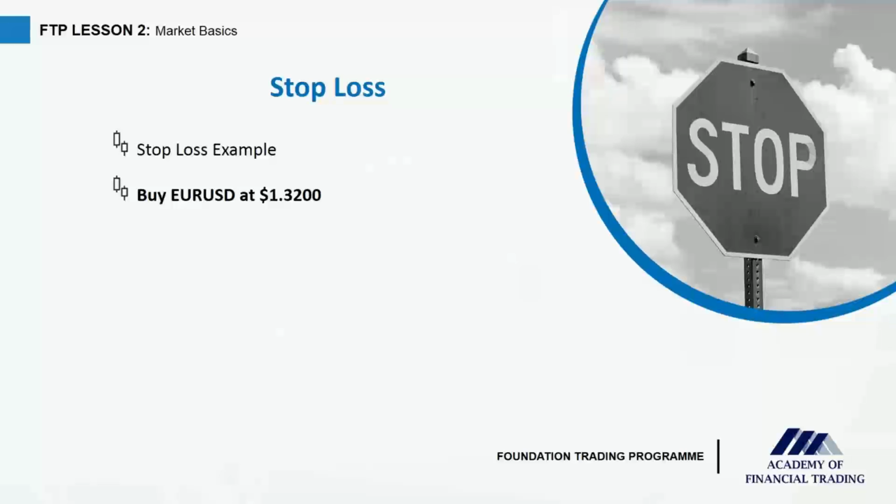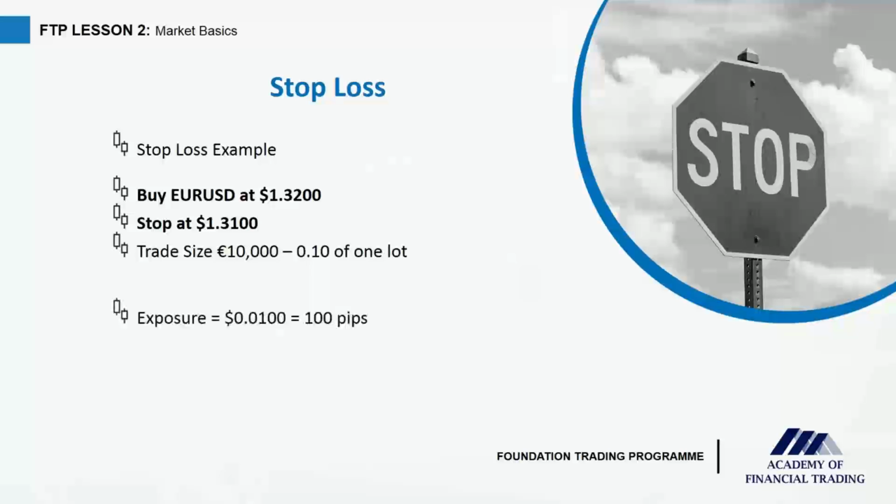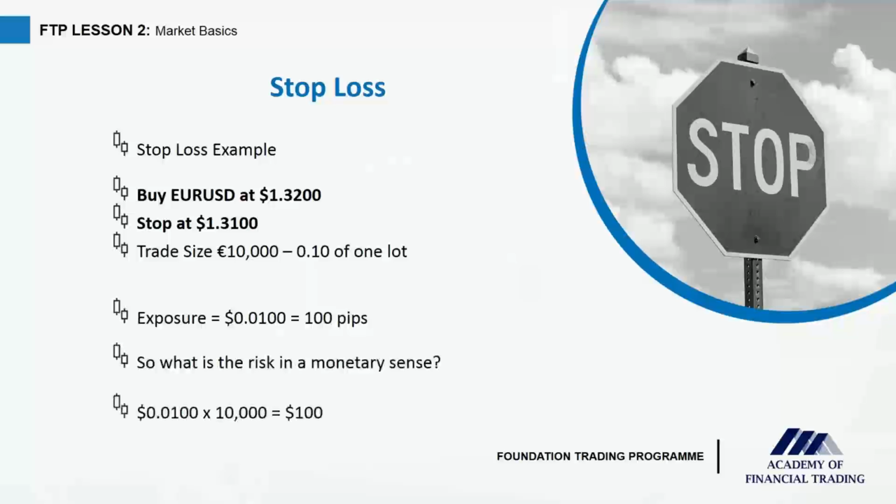Okay, so we'll use this example. Imagine you bought euro US dollar at 132. We've said to ourselves that if it goes down by 100 pips, I want out. If it moves against me by 100 pips, I want out. It's as simple as that. Imagine we had entered at a trade size where we were buying 10,000 euros worth of dollars. That would mean that 100 pips was the equivalent of $100. So we're willing to risk $100. We're willing for the market to move against us by 100 pips, which is the equivalent of $100 in monetary terms, before we say to ourselves, you know what, I want out.